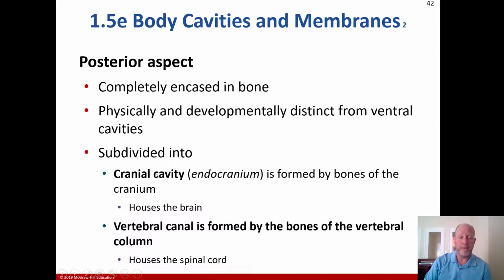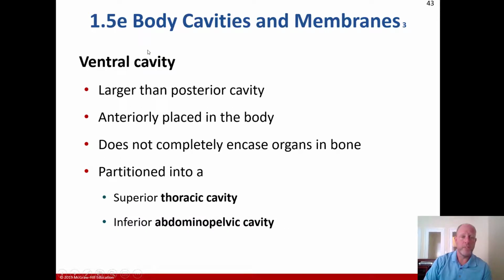And it's subdivided into your cranial cavity, okay? For the head here, formed by the bones of the cranium. And of course, you should know your skull is not just one big bone or you'd be in trouble. A lot of smaller bones compose your skull, and that houses the brain. The vertebral canal is formed by the bones of the vertebral column, basically housing your spinal cord. The ventral cavity is larger than your posterior cavity by a lot.